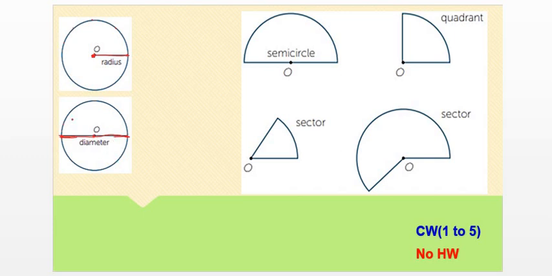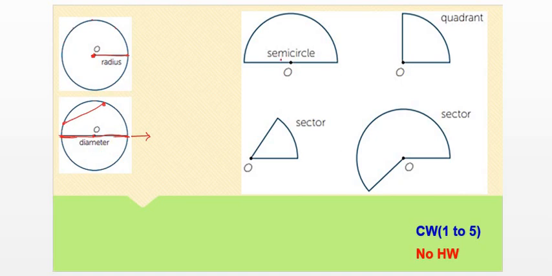Then we have chord. What is a chord? A chord is any line segment that connects two points on the boundary, but it is not necessary that it will pass through the center of the circle. So you can see that this is also a chord, but this is the chord that is also called the diameter.